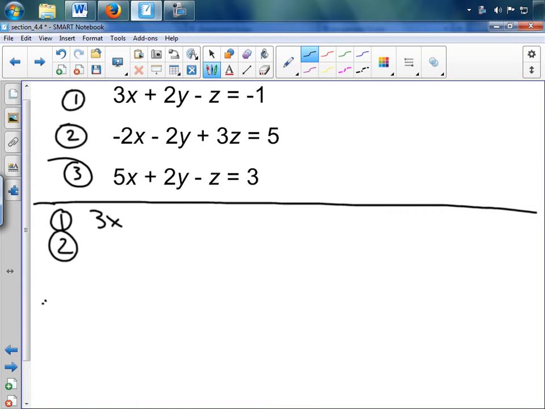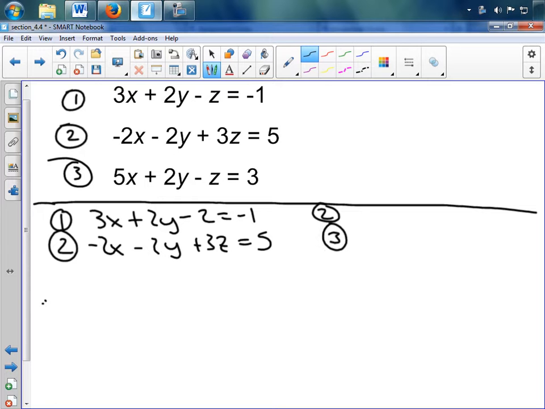Okay, so I would add 1 and 2 together. Make sure I don't put any mistakes on these. And then I'm going to probably, over here, add 2 and 3 together. You have to do something with all 3 variables. So 2 and 3 I would do, I get 2x minus 2y plus 3z equals 5. 5x plus 2y minus z equals 3.